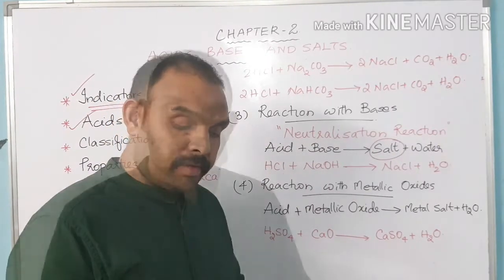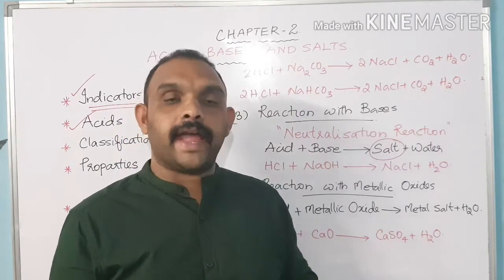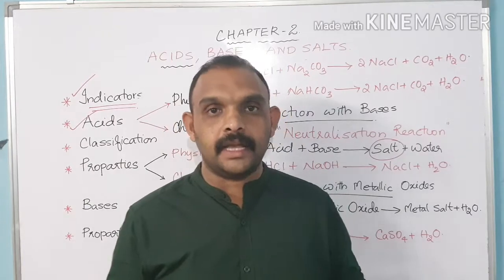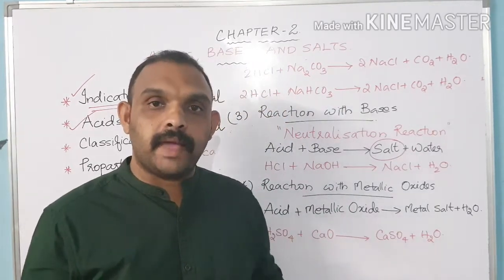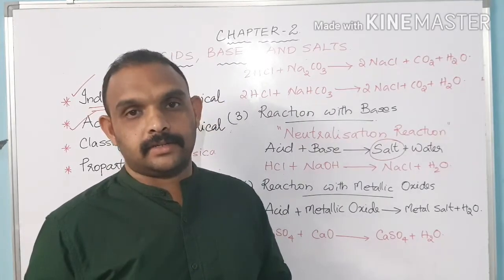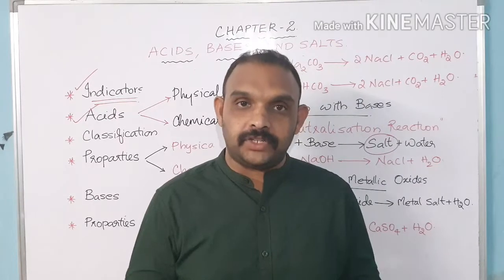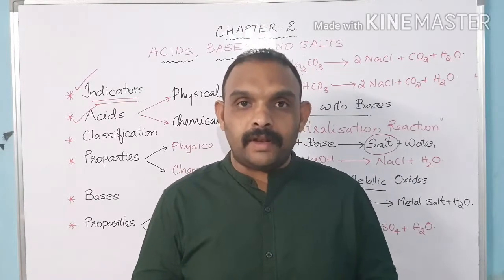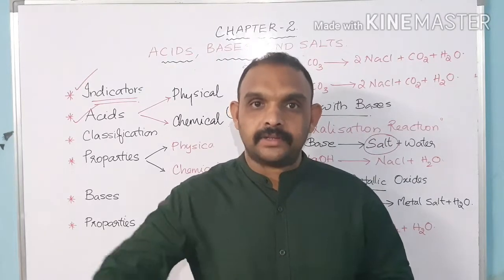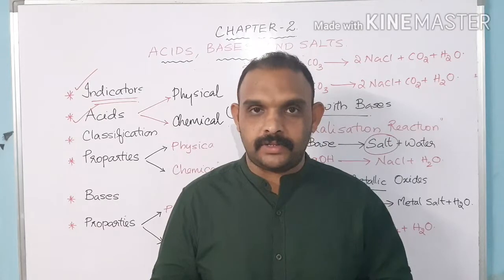So these are the 4 chemical properties of acids. What are they? I will repeat again. First one, reaction of acids with metals. Second, reaction of acids with metal carbonates or metal hydrogen carbonates. Third, reaction of acids with bases. And fourth, reaction of acids with metallic oxides. So, is it clear? I hope it is clear to all of you about the acids. Now, we will study about the bases in our next video, and in another video we will study about salts.